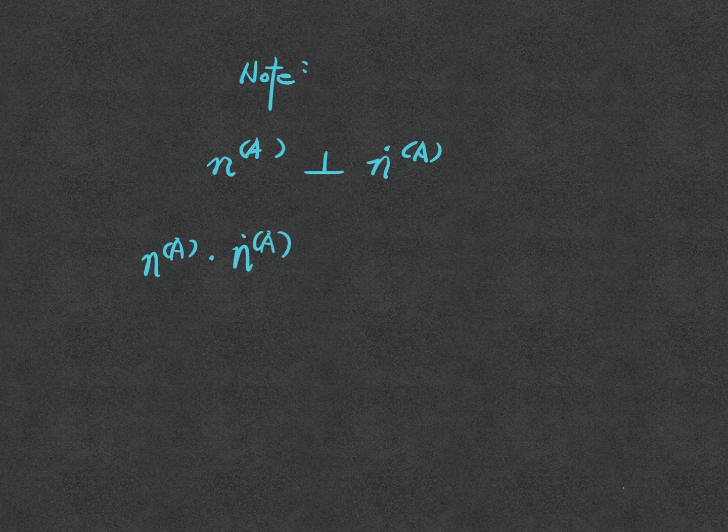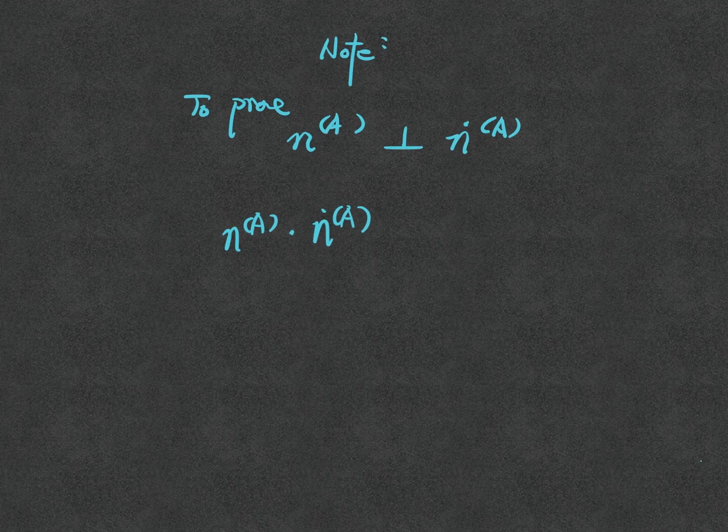Do you know what I'm doing? Do you know why I want to prove that NA and N dot A are orthogonal to each other? This means orthogonal. Then I try to compute this quantity. Okay, why is that? Because if two vectors have a dot product equal to 0, that means they are orthogonal to each other, right? Think about (1, 0) and (0, 1). Okay, you have a dot product equal to 0.